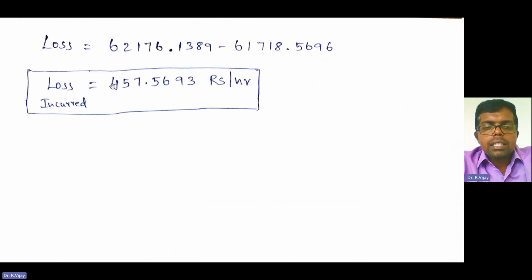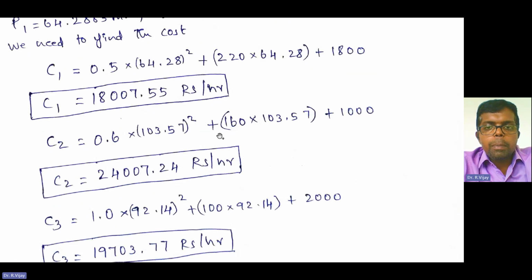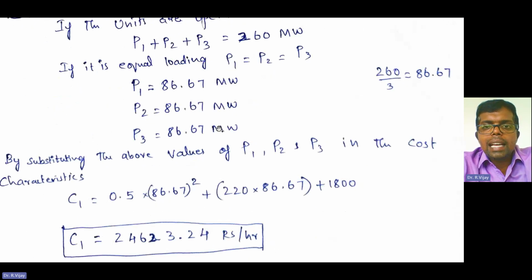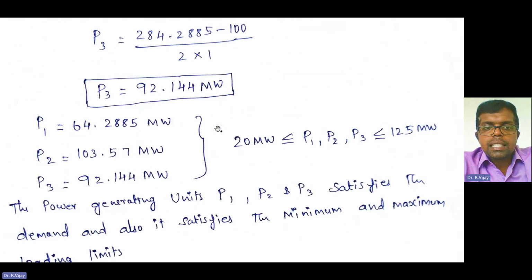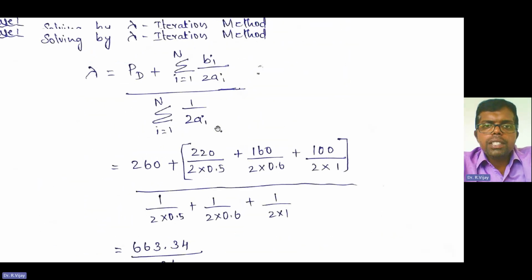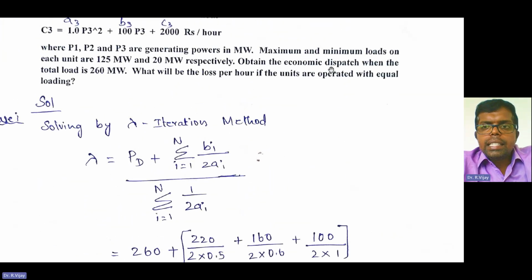That is the loss we are getting: 457.5693 rupees per hour. That is the loss incurred, which is what is asked in the problem. So two things they asked in the problem. The first one is the economic load dispatch value for 260 megawatt, which we have calculated as P1, P2, P3.